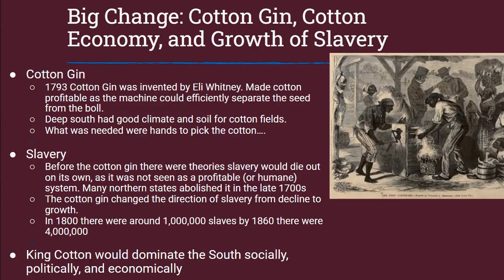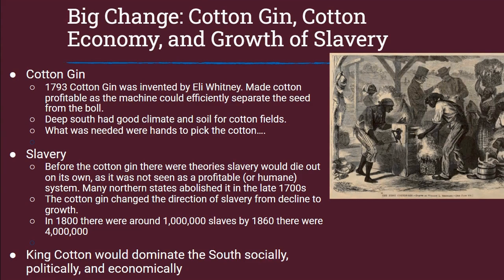Now let's look at the development of the cotton and slave economy of the South. The cotton gin was invented by Eli Whitney in 1793. It made cotton profitable as the machine could efficiently separate the seed from the boll. The Deep South had a good climate and soil for cotton fields. What was needed were hands to pick the cotton, which leads us to the interconnected topic of slavery.